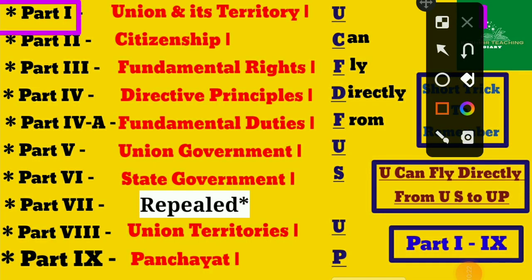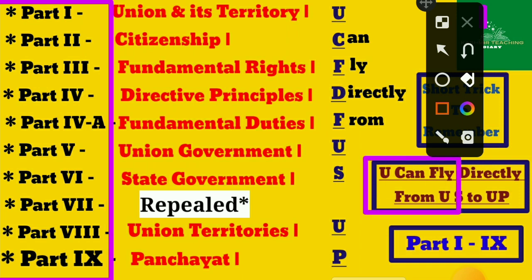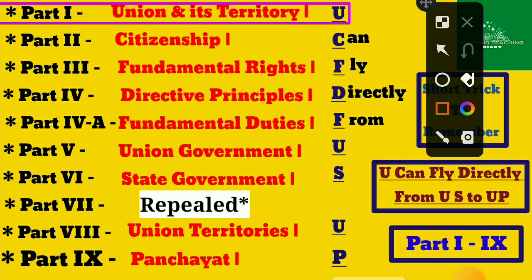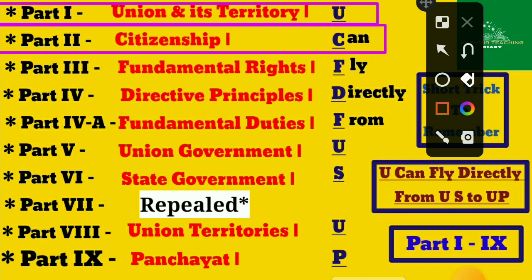From part 1 to part 9, we need to remember a short sentence: You can fly directly from US to UP. This is a short trick to remember the 9 parts of the Indian Constitution. Part 1 deals with the Union and its territory. U stands for Union. Part 2 deals with citizenship. The first letter of Can, that is C, stands for citizenship.